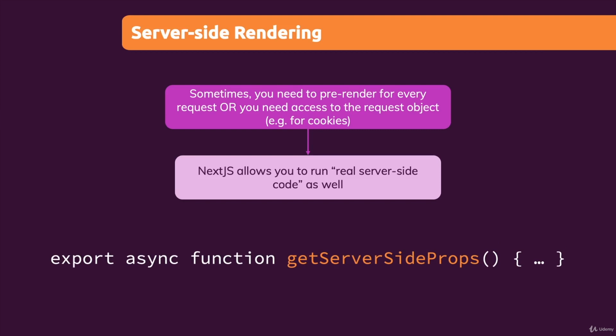Just like getStaticProps, it's an async function, it needs to be called exactly like this, and it needs to be exported. And you can only add it to your page component files. But then if you do have such a function in a page component file, Next.js will execute that function, and it will execute it whenever a request for this page is made.